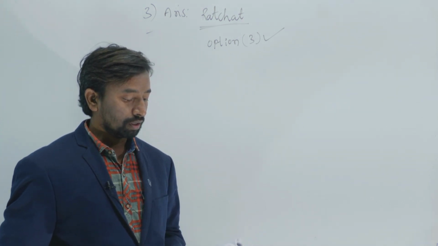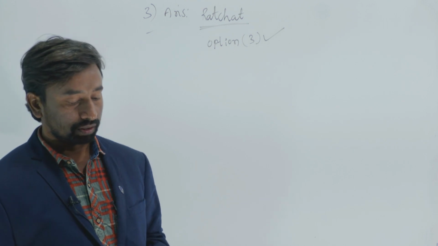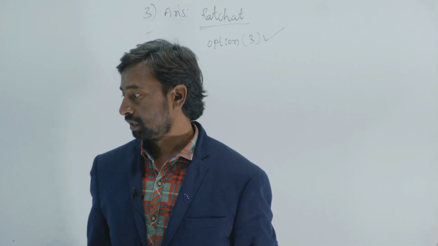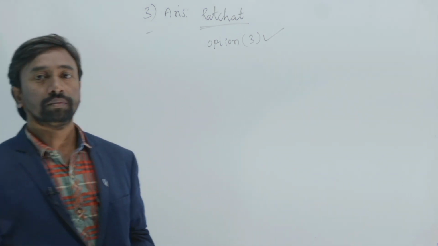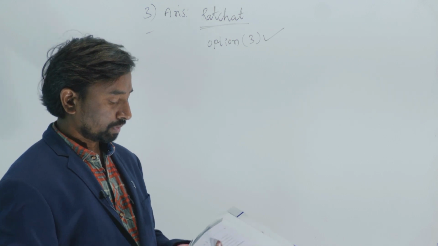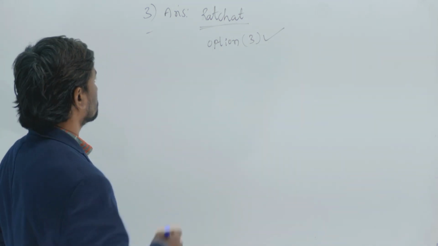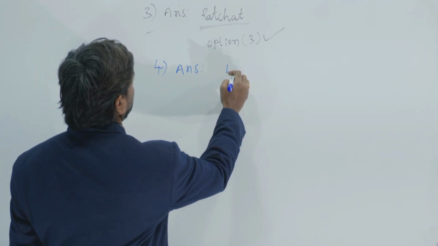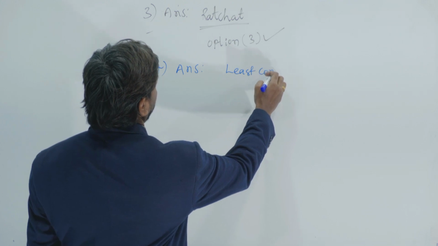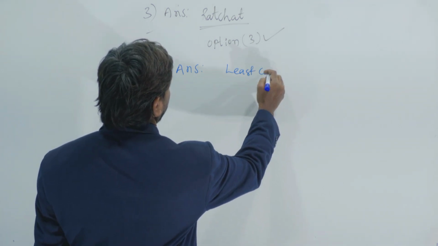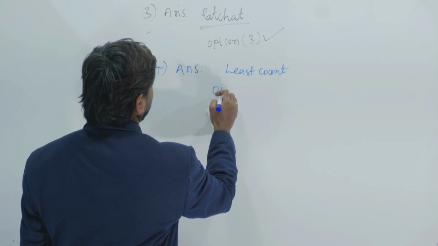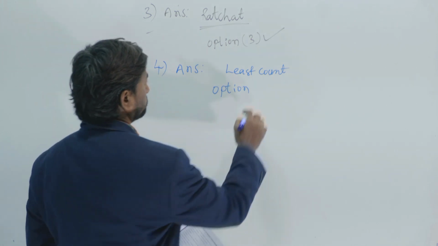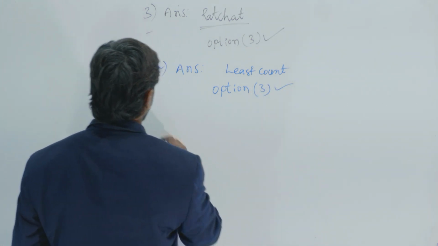Next question. The least possible value that can be measured accurately using an instrument is called what? It is the least count of the instrument. The least count is nothing but the least value that can be measured using the instrument. So here also it is option 3. Option 3 is correct.